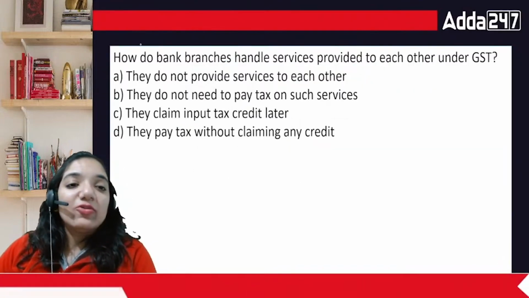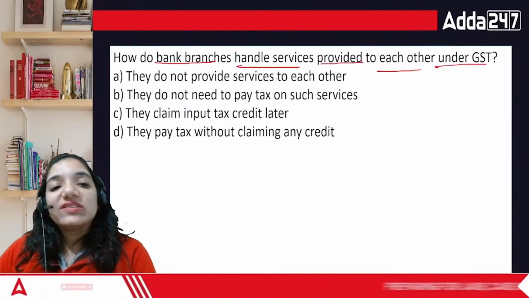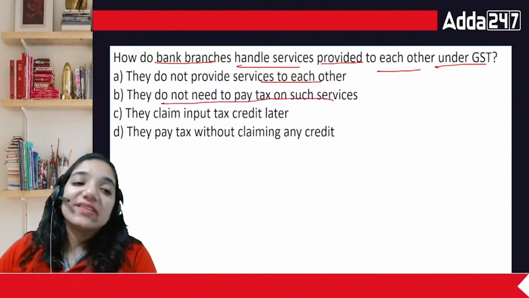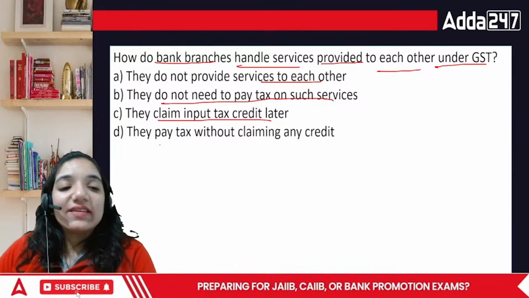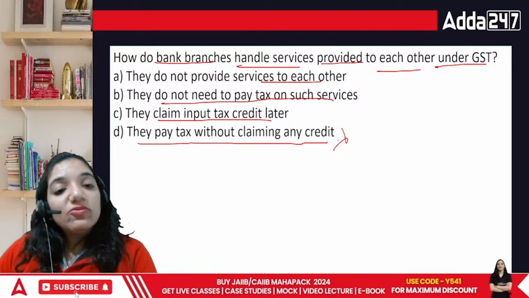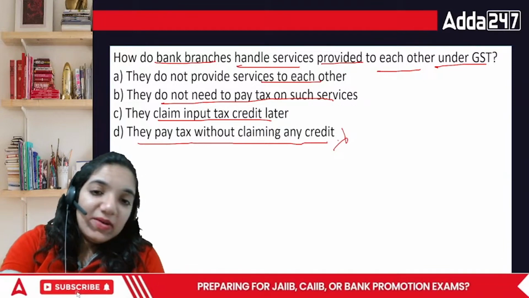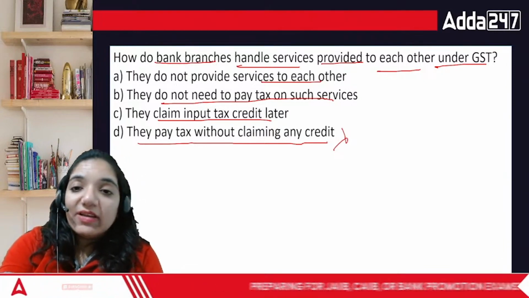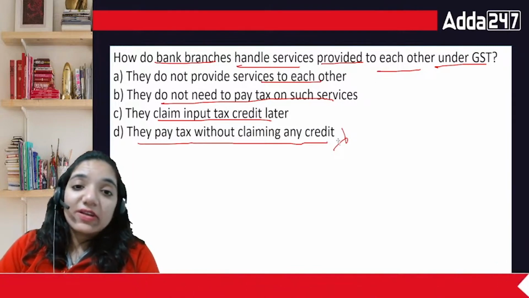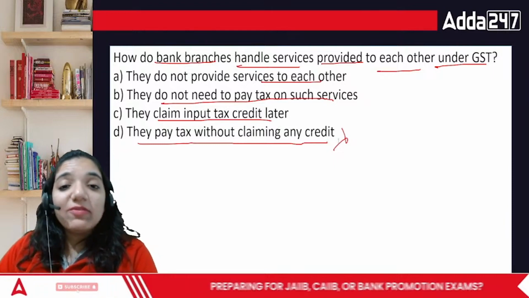Then, how do bank branches handle services provided to each other under GST? They do not provide services to each other. They do not need to pay tax on such services. They claim ITC later, or they pay tax without claiming any credit. You cannot do this. You just cannot pay tax without claiming the credit. Why are we doing this? If I am paying tax and I don't get any benefit out of it, then what's the fun of paying tax? I don't cry in front of the income tax department or GST department that I paid tax, I paid tax, you have to remember that, right?